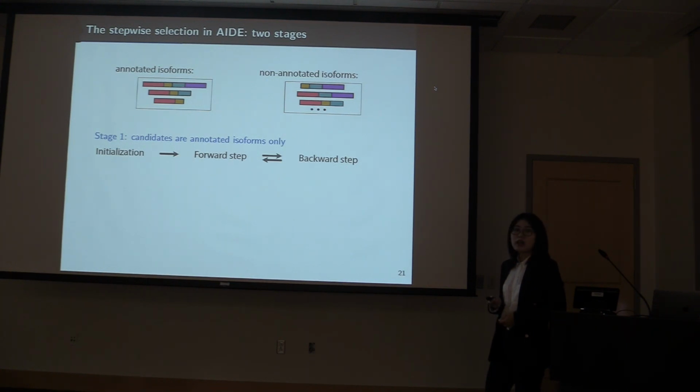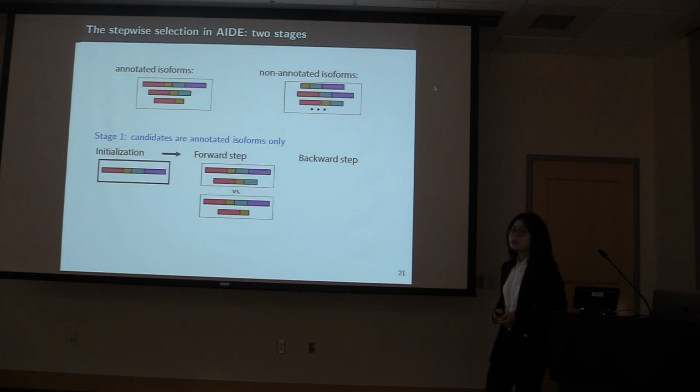Each forward step aims to identify a new annotated isoform that has a significant contribution to the likelihood model. Each backward step aims to remove one annotated isoform from the identified variable set to rectify the results, since an isoform that is initially significant may become trivial at a later step. So we first initialize using the annotated isoform that overlaps with the most reads. Then, in the forward step, we consider adding one annotated isoform into our variable set to improve the likelihood.